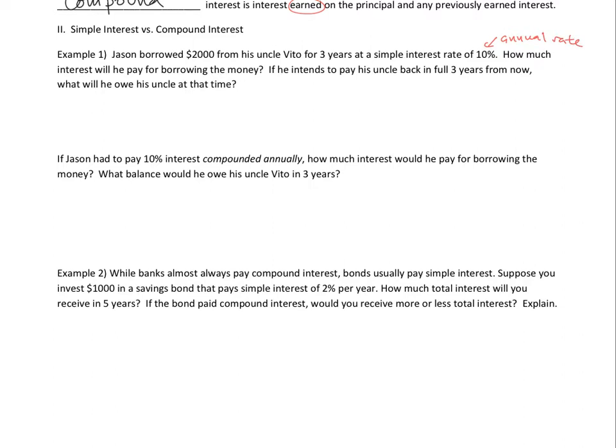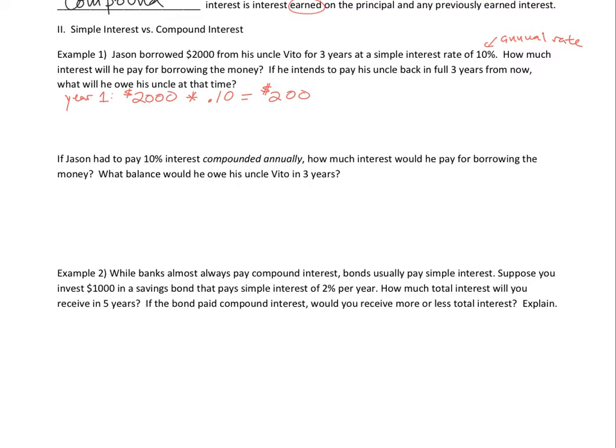So that means every year, Jason will be paying 10% of interest. All right. So let's say for year 1, we will take the principal and we will multiply it by the rate as a decimal, and we will get $200. So the first year, Jason borrows money from Uncle Vito. After year 1, Uncle Vito comes, knocks on his door. Hey, you know you owe me $2,200 now. All right, so Jason is working to get this money back.